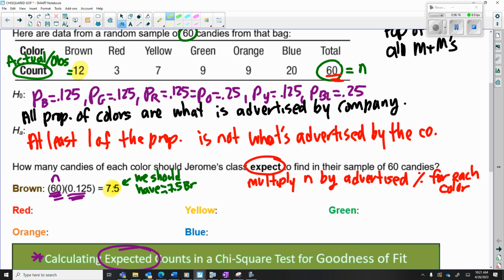It's just now we're talking about a categorical variable because it's categories of colors. So what I want you to do now is I'm going to pause the video and I want you to do this for every color. Calculate the expected value for every color. So take the N, which is 60, and multiply it by the advertised percent or proportion from above and write down the expected counts for every color.